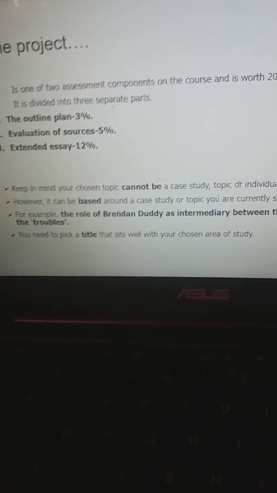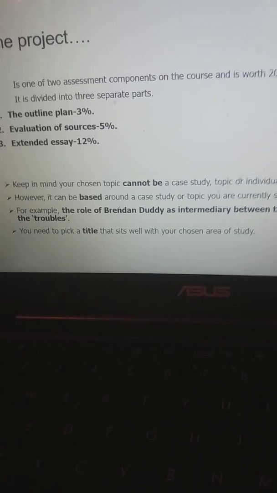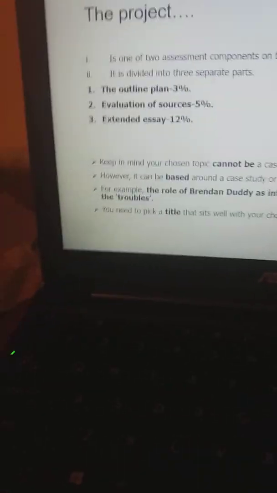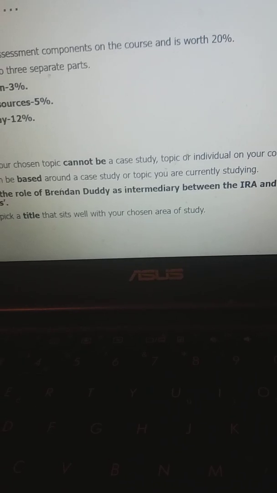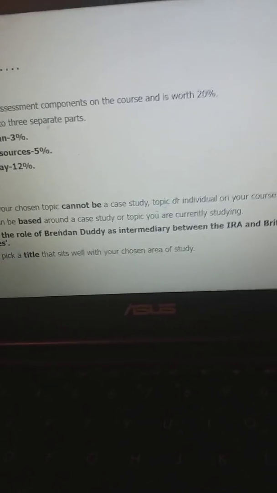Keep in mind, your chosen topic cannot be a case study, topic, or individual on your course. What I mean by that, folks, is simply you can't do something like, say, Bloody Sunday because it's in the textbook and that is not an applicable source and you're already doing it, therefore you cannot do it. However, if you look here, it can be based around a case study such as the Troubles, in which Bloody Sunday is a course associated with.